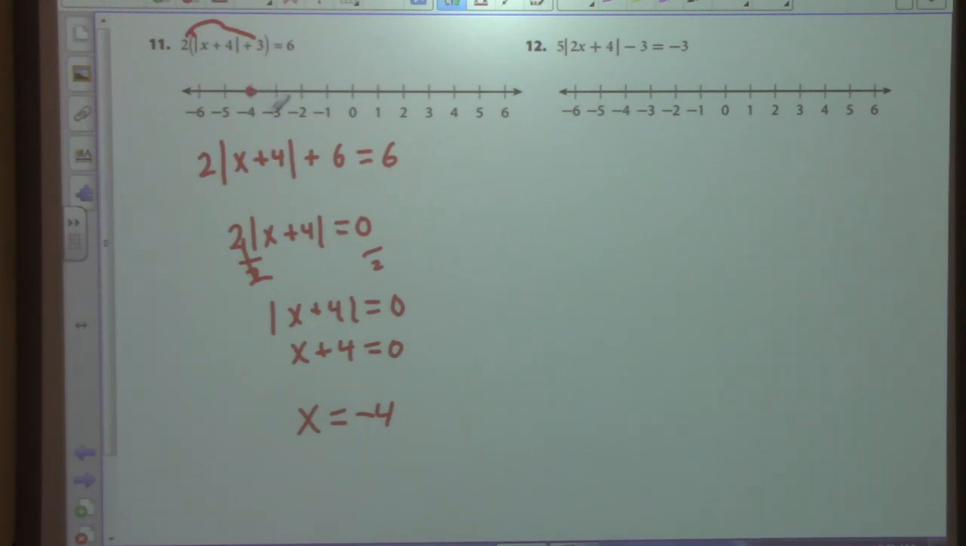Did you have a question? Yes? Don't you distribute to get rid of the 2? Why do you keep it? He puts it on the other side of the parentheses. So you're talking about getting from here to here? Yeah. Why do we keep the 2 if we just distribute it?